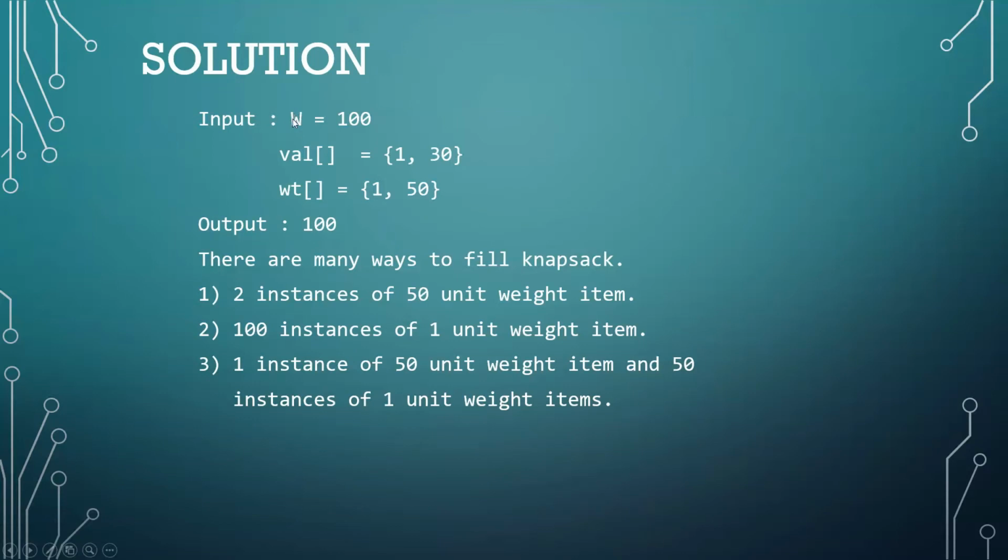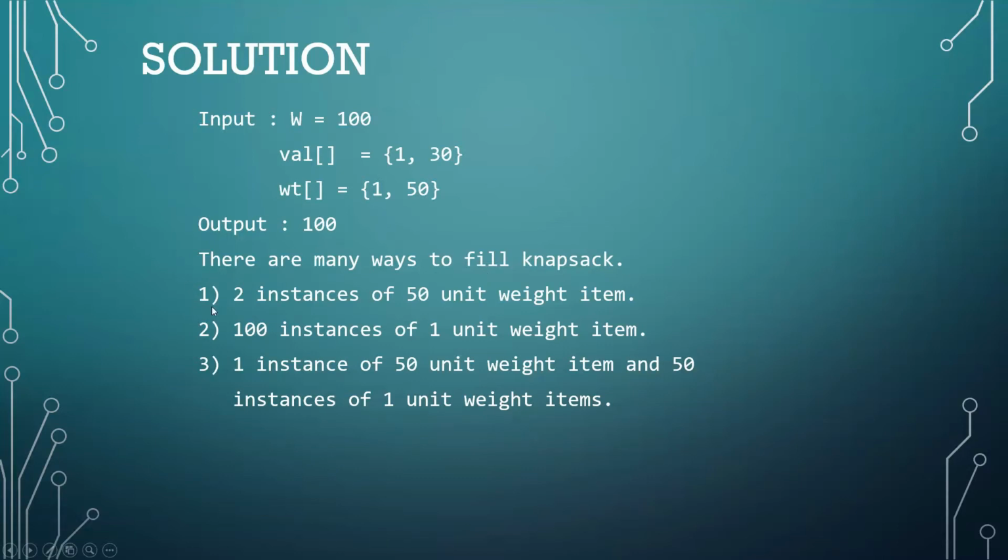So let us assume that the knapsack has a weight limit of 100, and let us assume you have been given 2 items, one with a value of 1 and another with a value of 30. The one with a value of 1 has a weight of 1, and the one with a value of 30 has a weight of 50. And the output should be maximized up to the limit of the weight of the knapsack. So it must be maximum 100. So there are many ways to fill the knapsack.